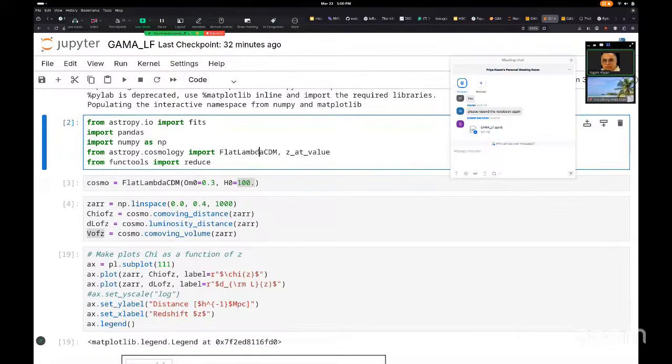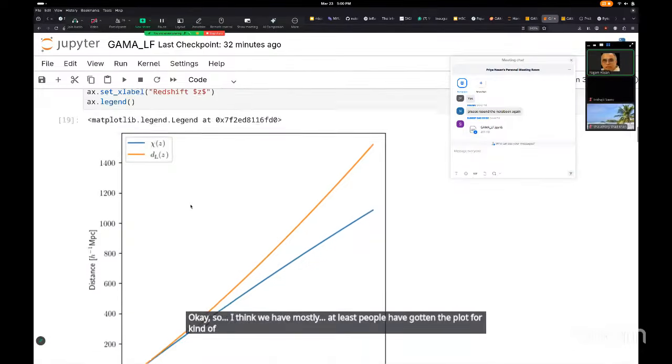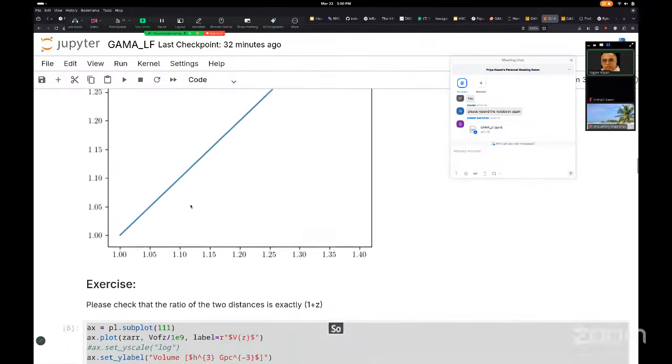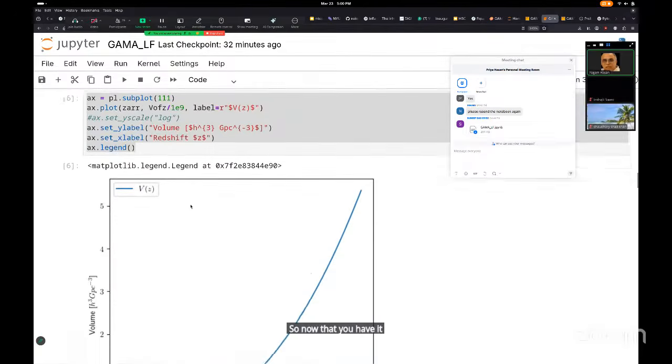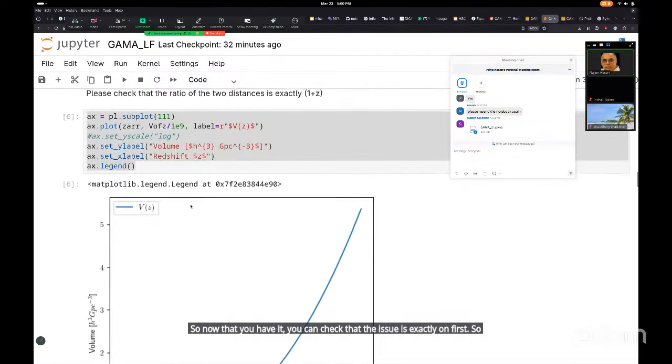Okay, so I think we are mostly, at least people have gotten the plot for chi of z and dA of z. So now that you have it, you can check that the ratio is exactly 1 plus z. Okay, so that was the exercise.